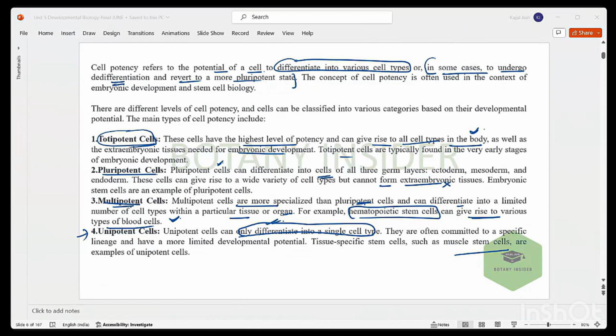Quickly go through this, then we'll understand about the next set of topics, which is specification, commitment, differentiation, all these things. 1 minute for this.